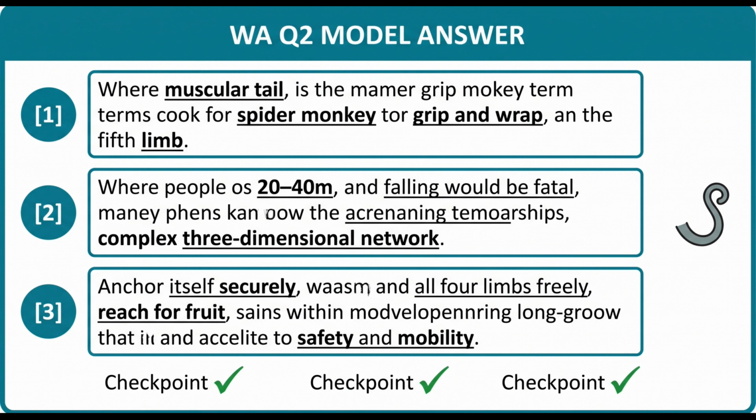Check your answer. Did you include a named example animal? Did you give the specific height, 20 to 40 meters, and the specific consequence, falling would be fatal? Did your mechanism explain what exactly the tail does, rather than just saying it helps? Every specific detail is a mark-earning detail.